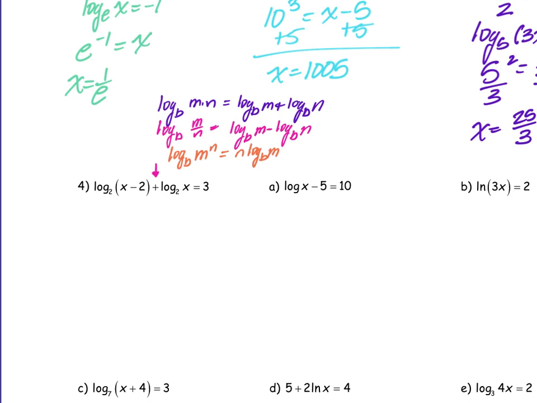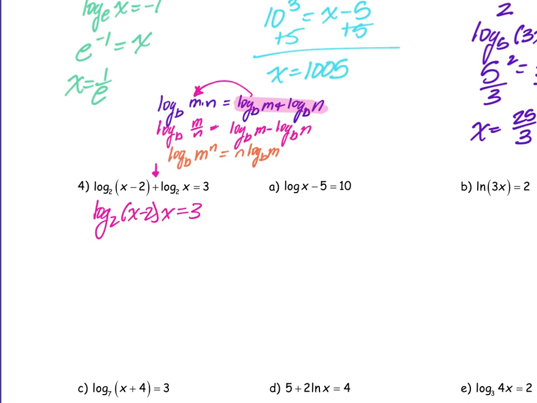Yeah, I'm going to use the first one, right? Because this is the one, highlighter, with the plus in it, right? So if I have a plus here, which is what my problem looks like, then I'm going to rewrite it like this. So I'm going to multiply my two things together. So I have log base 2 of x minus 2 times x equals 3.